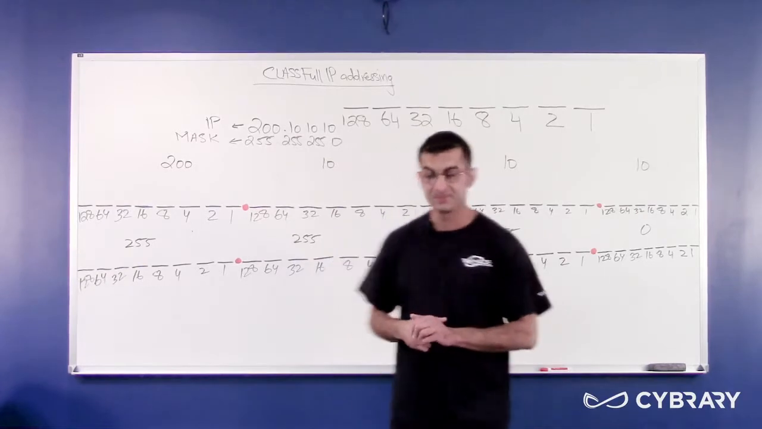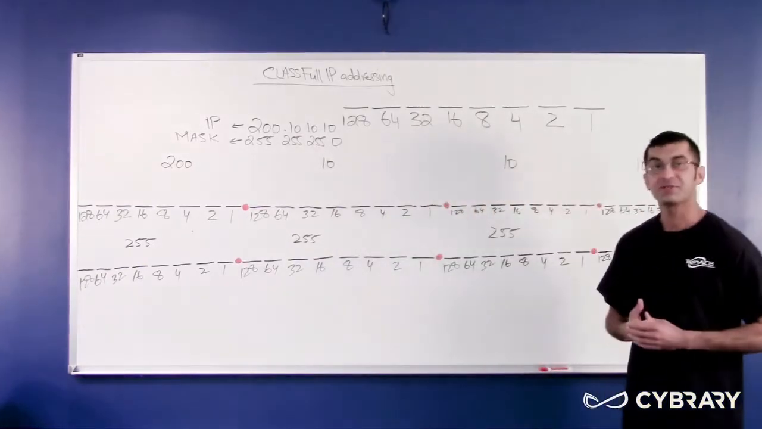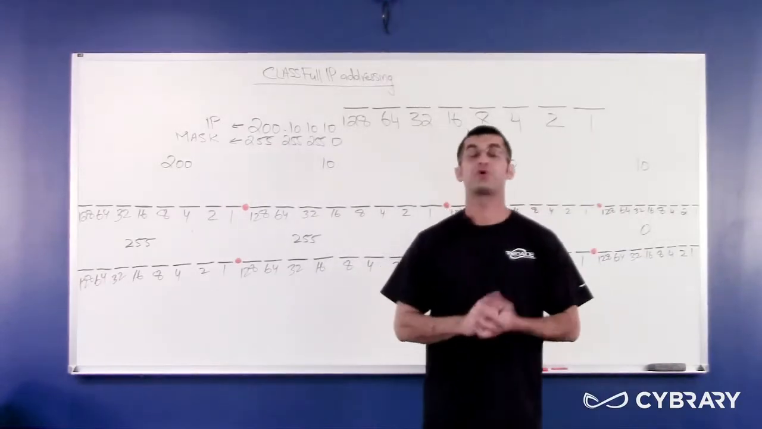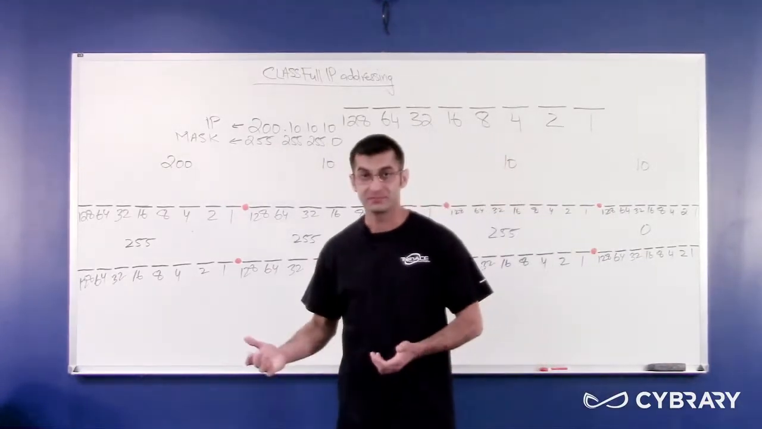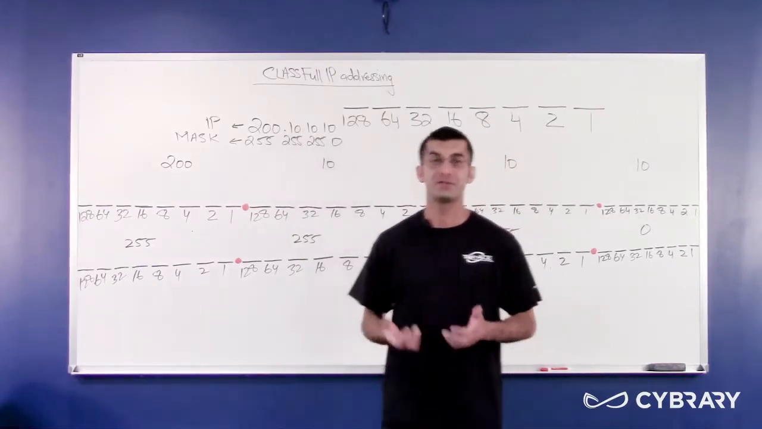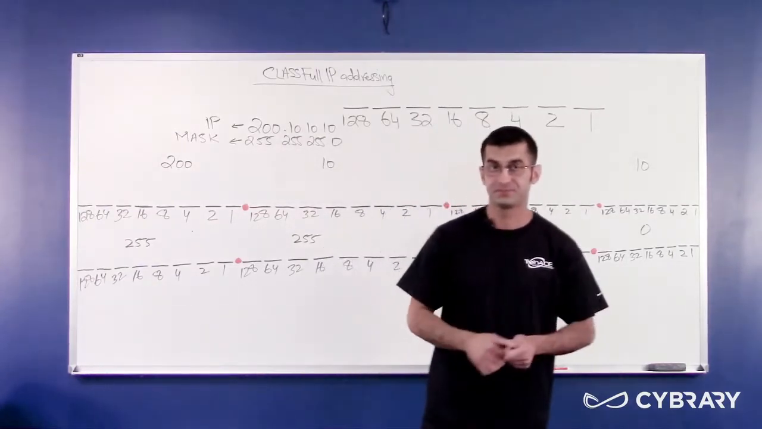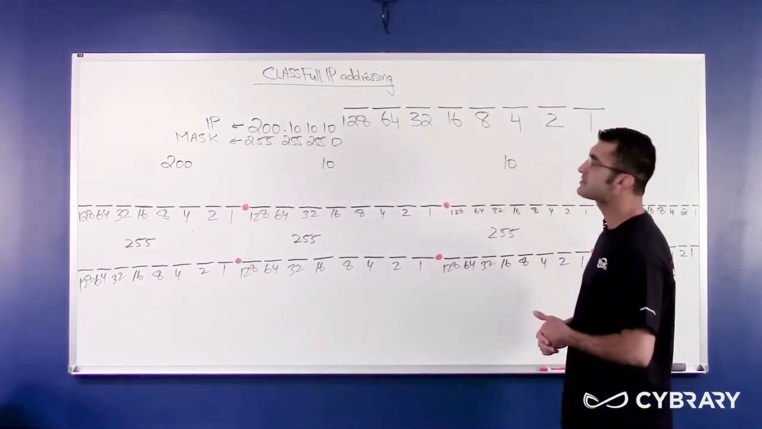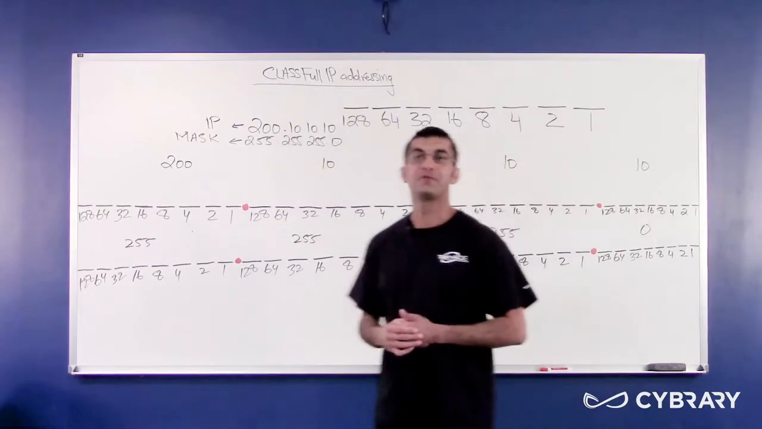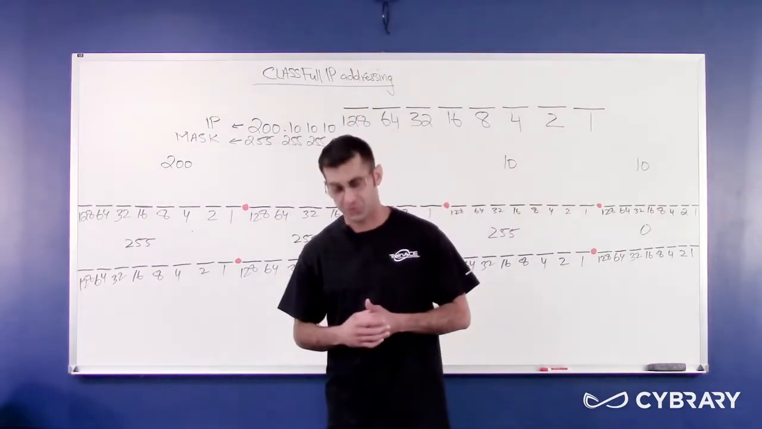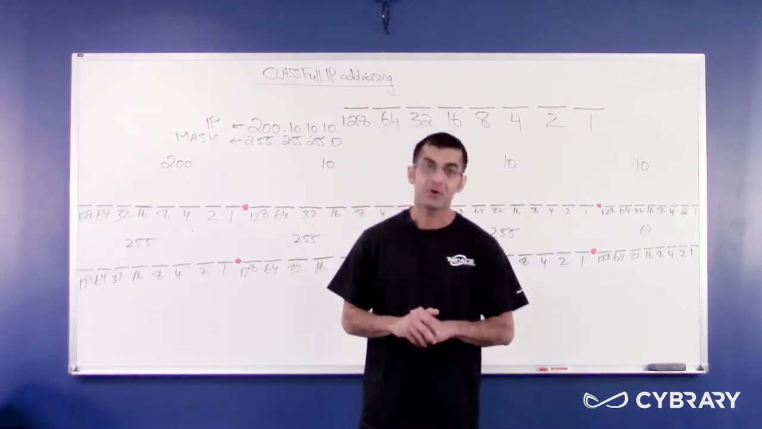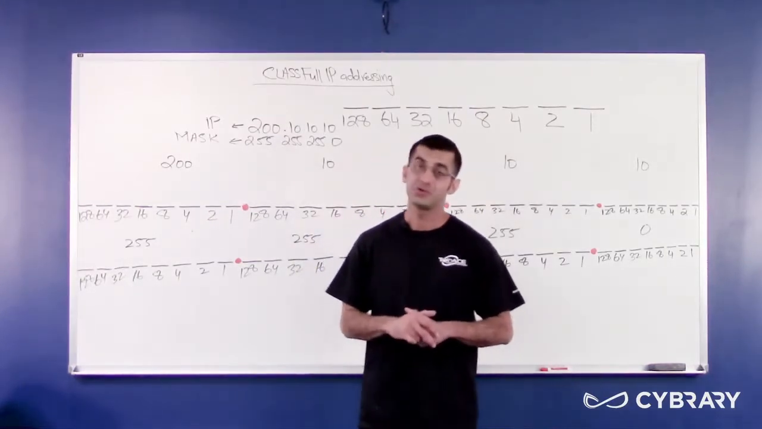Just like that, your IP address has two portions. It has a network portion, which corresponds to the street address, and then it has a host portion, which corresponds to the house address. What the subnet mask does, it separates the street portion of the address from the house portion of the address. So a subnet mask separates the network address from the host address.